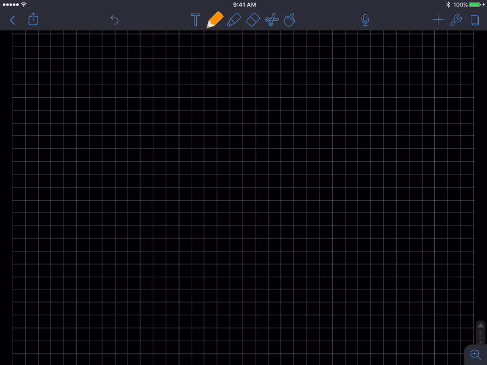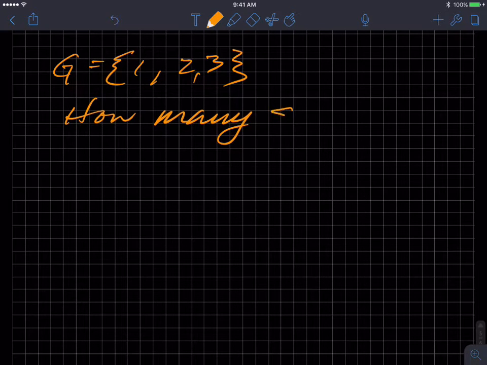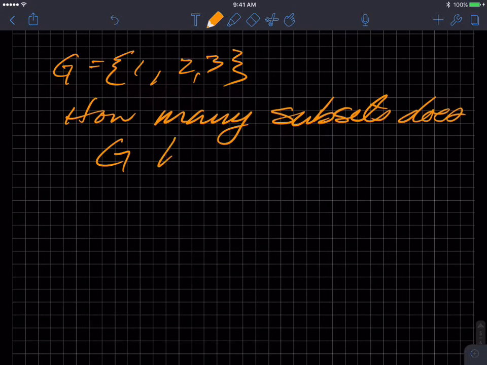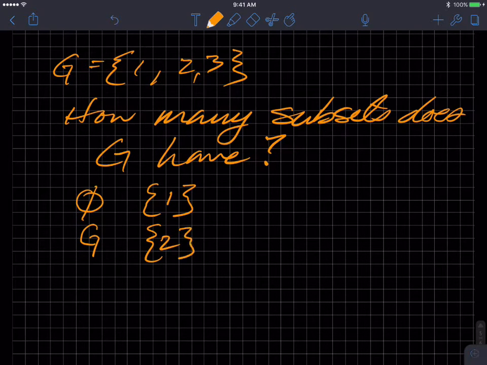Okay, so let's say that I had a set G, and it was defined as 1, 2, 3. How many subsets does G have? Because that'll be a question that comes up. Well, first of all, G can have the subset that is the null set. It can have a subset that is equivalent to G. So now we already have two, right? Can it also have the set 1 as a subset? Yes. So 2 and 3.